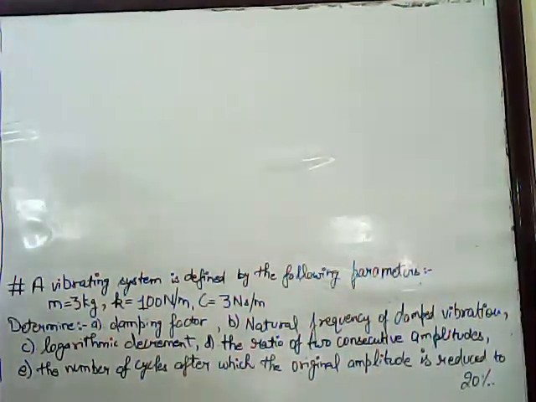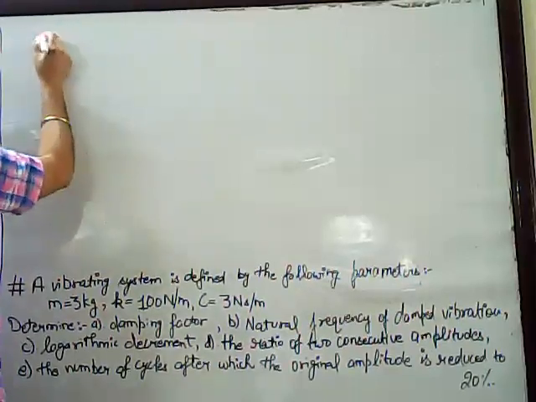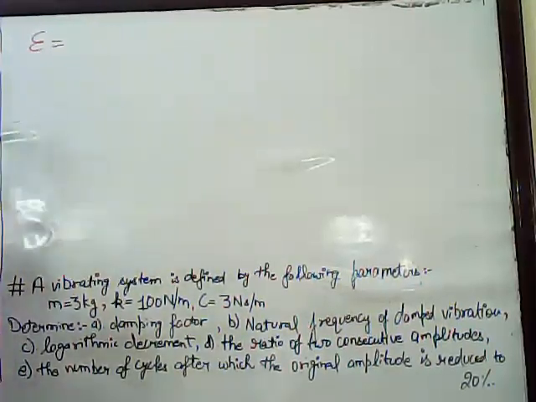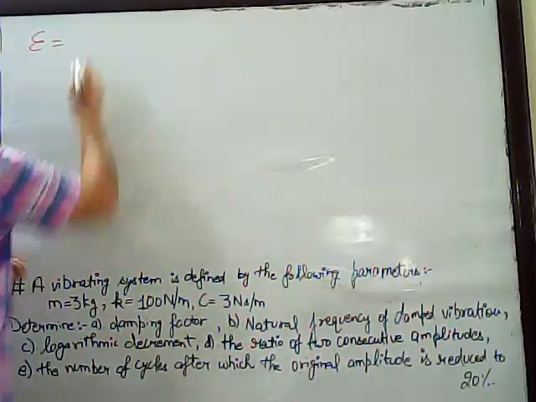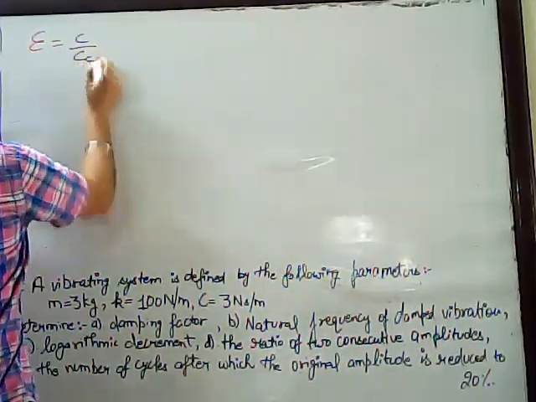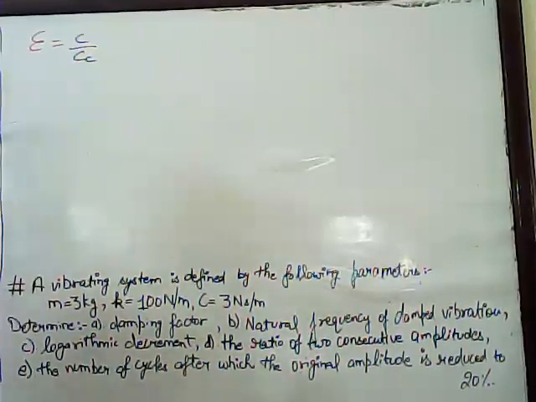Damping factor will be epsilon. It is the same as damping ratio. So we know that epsilon will be equal to C by Cc. The value of C is given in the numerical, but the value of Cc, first of all, we have to calculate.